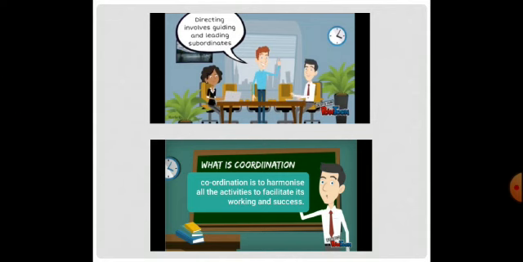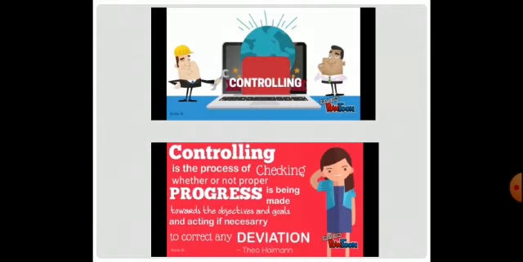Coordination is the integration and synchronization of the efforts of the group so as to achieve the organizational goal. Integration means combining together, and synchronization means the work should occur at the same time. So everything should go together. There should be a balance which helps in achieving the organizational goal. So this is coordination.